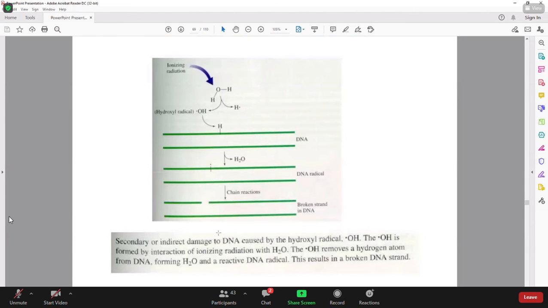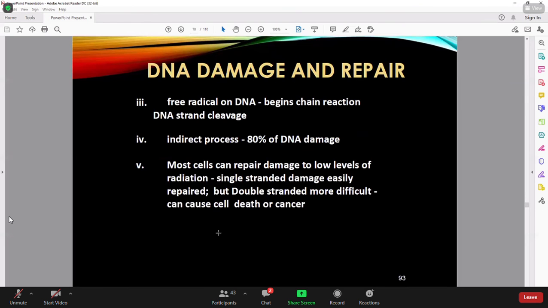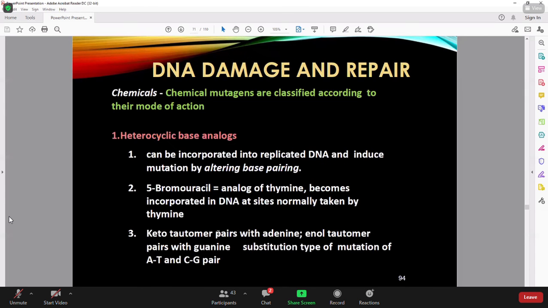Free radicals form on DNA in the process. Most cells can repair damage from low levels of radiation. Single-stranded damage is easily repaired, but double-stranded damage is more difficult and can cause cell death or cancer. So take this information seriously. This is very important.